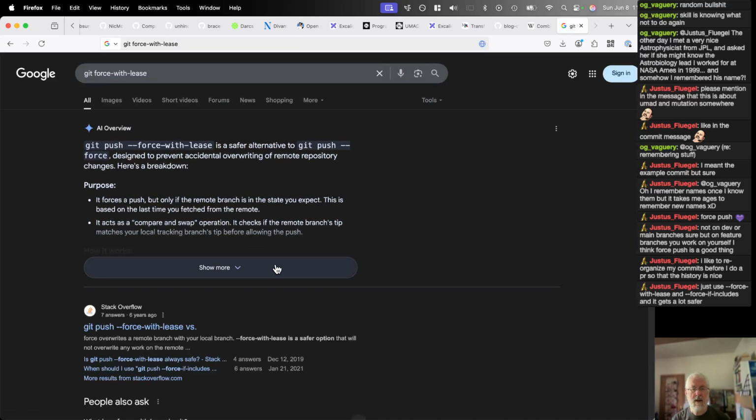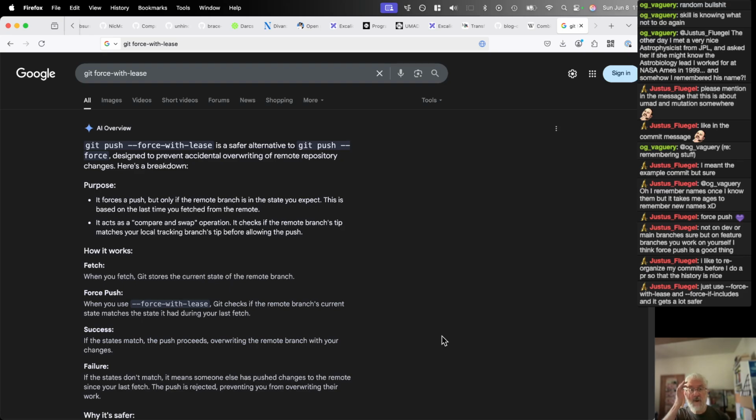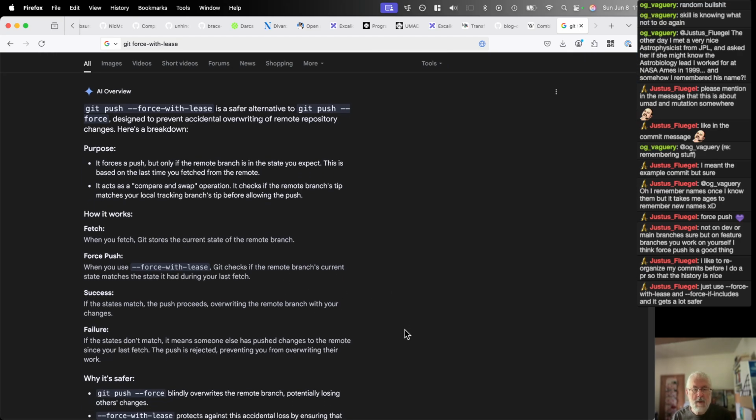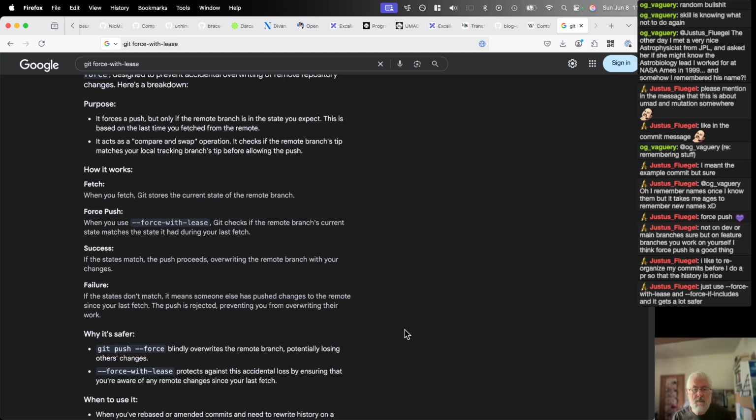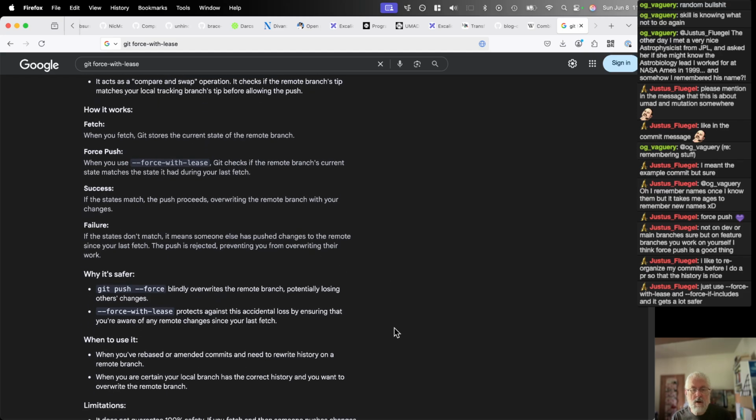We're going to get an AI summary. It is a safer alternative designed to prevent accidentally overwriting remote repository changes. It forces a push, but only if the remote branch is in the state you expect. It acts as a compare-and-swap operation. It checks if the remote branch's current state matches the state it had during your last fetch. If they match, the push proceeds. If they don't match, that would mean somebody else has pushed. And, okay, that makes sense.